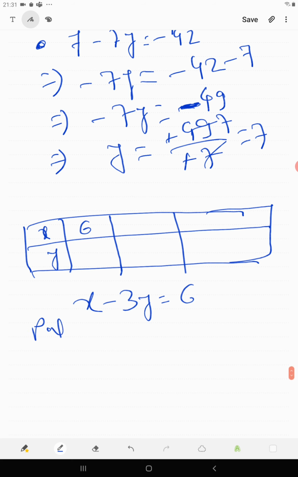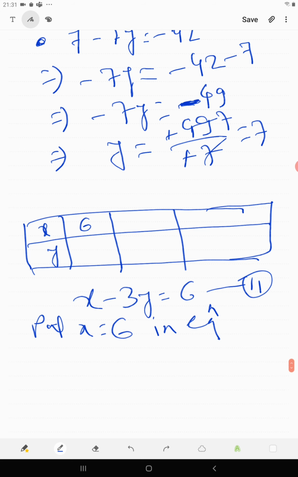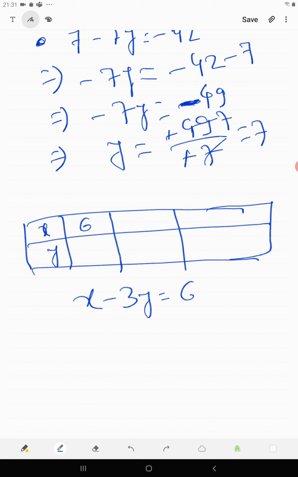Now put x equals 6 in equation 2. This was our equation 2. So what we will get? 6 minus 3y equals 6. Okay, so I took one positive, we will take negative in there. So if you want, let's take minus 6 first, then we will take positive. So let's take minus 6 first.